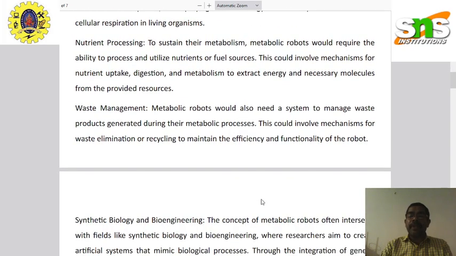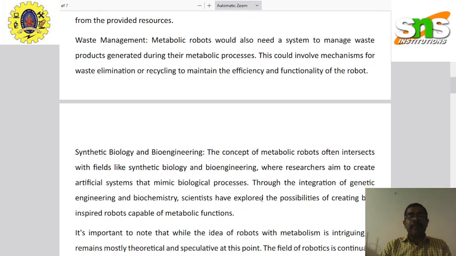And one very important thing: when the robot becomes alive and has a metabolism, the next important thing is that we have to manage the waste produced by that robot. Waste management in metabolic robots needs extra care. This could involve mechanisms for waste elimination or recycling to maintain the efficiency and functionality of the robot.